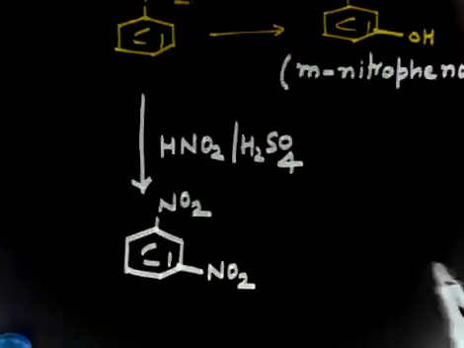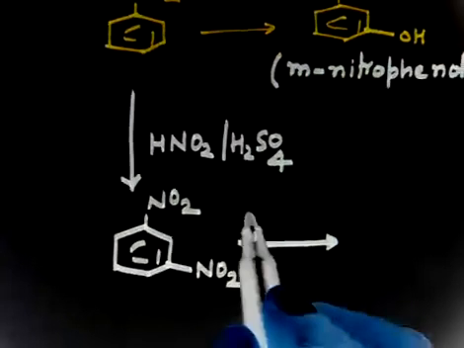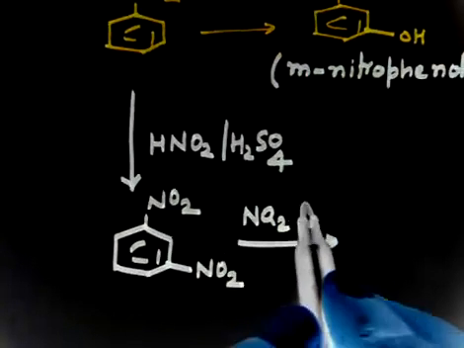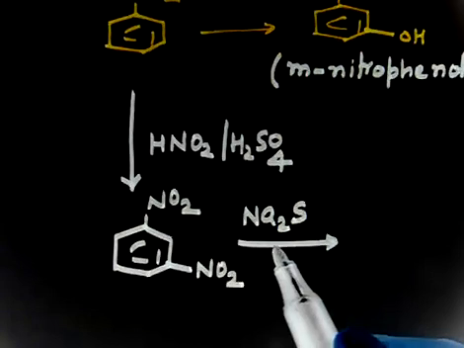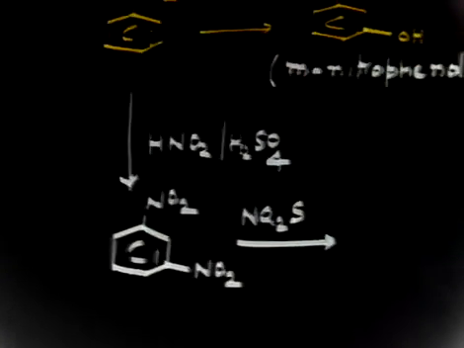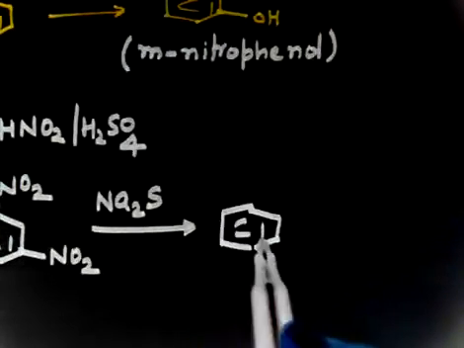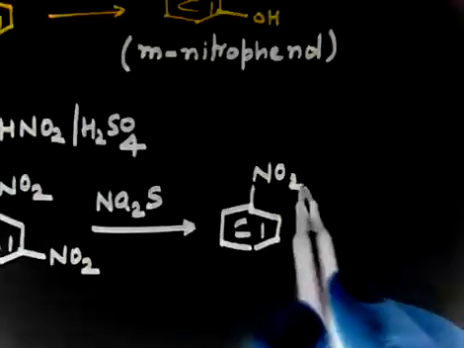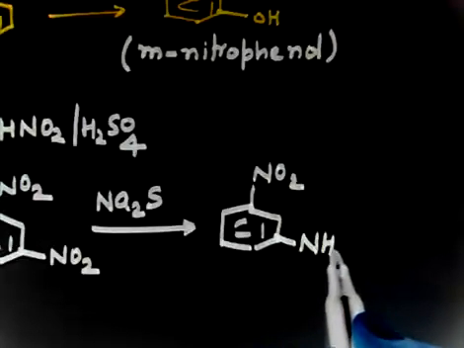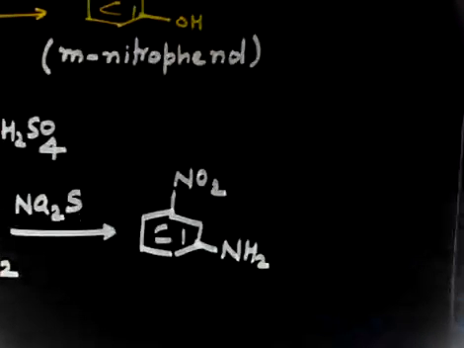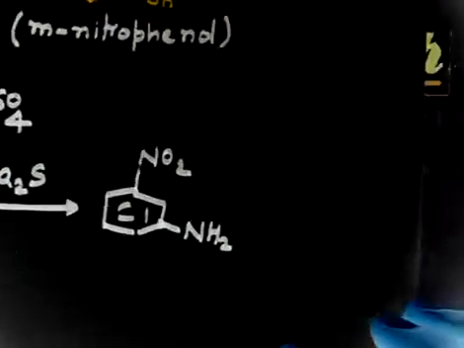Are you getting? And now if you treat with Na2S, this only reduces one of the NO2 groups. So this reagent is a mild reducing agent. So this will reduce one of the NO2 groups. So you will have something like this. So this will be NO2 and there will be NH2. And now things are simple. If you treat with NaNO2 and HCl, you will have the diazonium cation.